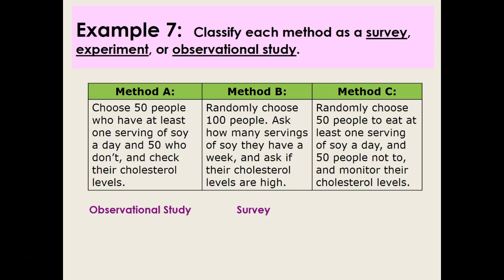And finally, method C. I guess I could have put more than one of the same, but my guess is this is probably an experiment. But let's read it and see. Randomly choose 50 people to eat at least one serving of soy a day and 50 people to not eat soy every day and monitor their cholesterol level. So here we are imposing a treatment. We didn't find people who are already eating soy. We are asking them to eat soy. That makes it an experiment because of the treatment.